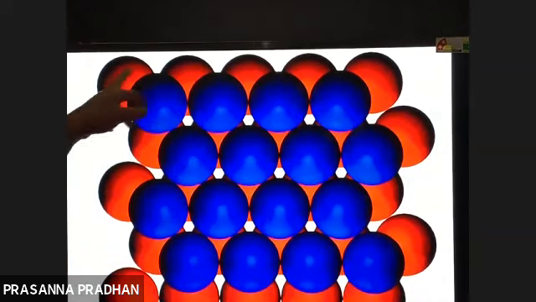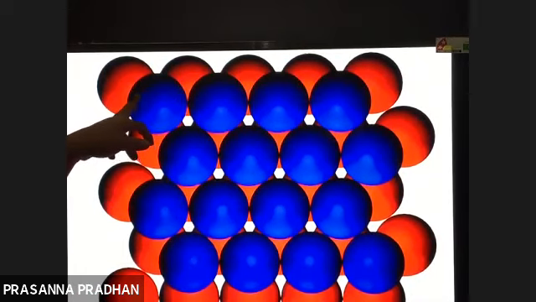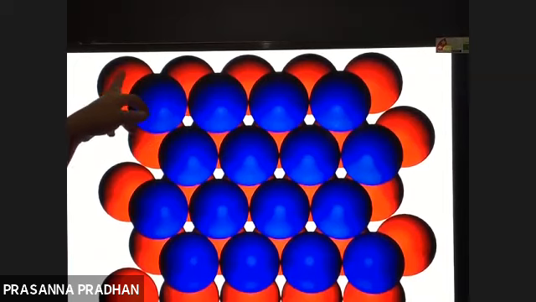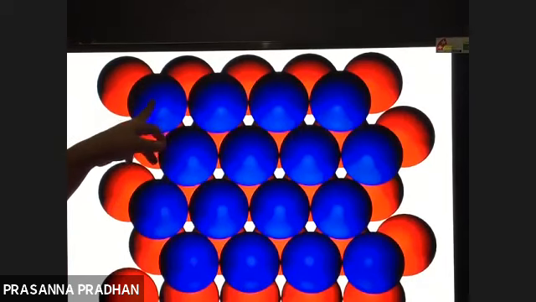Now these three spheres and this one sphere that came on top of them, so between them a void will be created. What is the void between these 4 spheres known as? A void is being created here between these 4 spheres. What is that void? Tetrahedral. Good, excellent, very good.